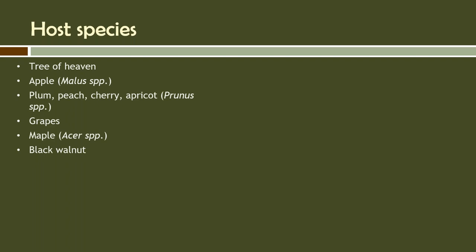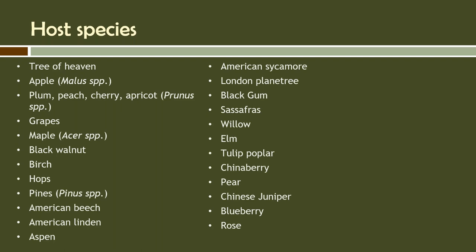They do seem to like silver maple and red maple, black walnut, and a whole bunch of others, things such as birch, hops, beech, linden, aspen, black gum, London plane trees, and sycamores, which are pretty common shade trees or trees planted in parks, sassafras, willows, china berries, pears, blueberries, roses, all kinds of roses, including multiflora rose. It is a total of about 70 different species that the lanternfly can feed off of.